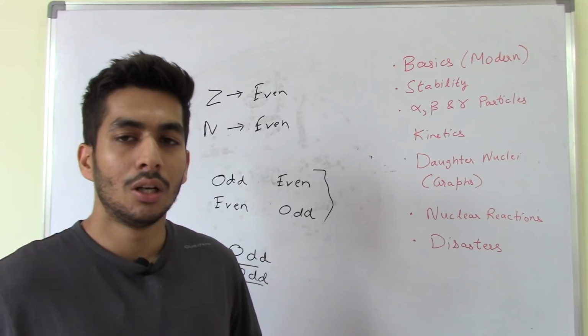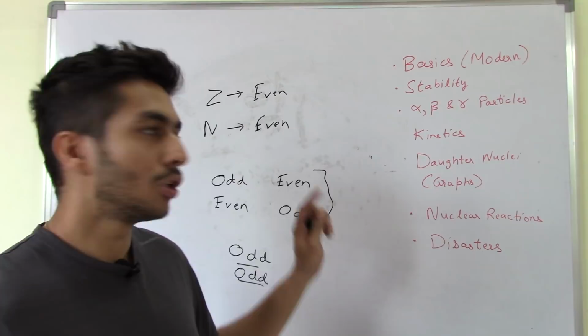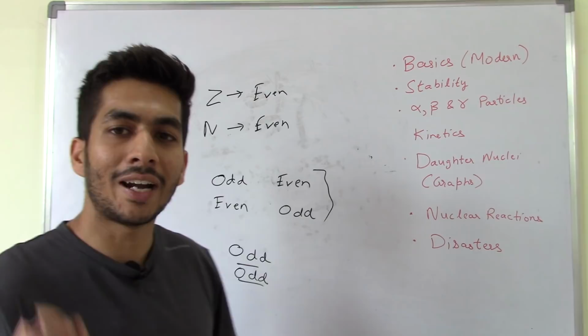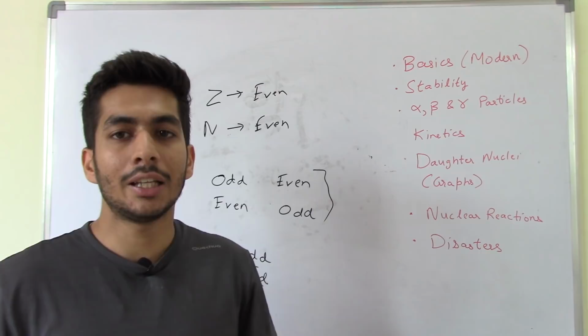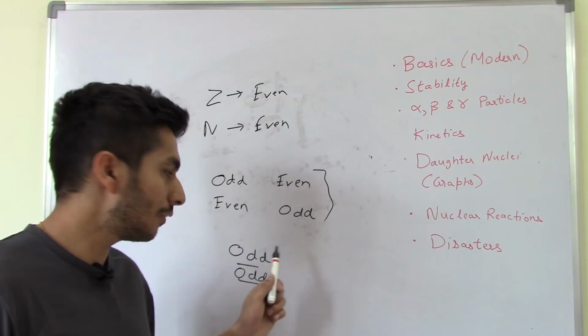So if you are given four elements in a question and you are asked which one is the most stable, you have to find the one which has both number of neutrons and protons to be even. So if you find any element with both protons and neutrons to be even, then they are considered to be stable, right? And the one which is the most unstable will be the one with odd number of neutrons and odd number of protons, right?